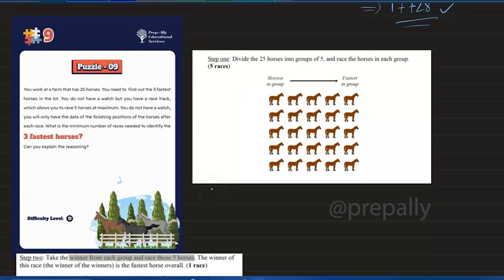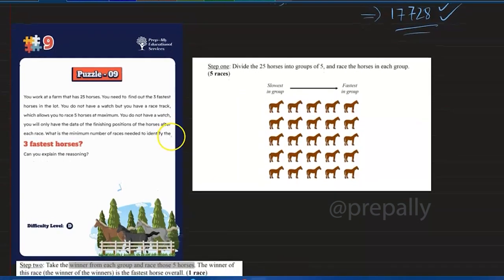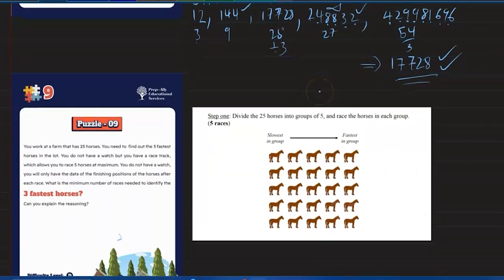Data we have is the finishing positions of the horses after each race. Let's understand the question. It says we don't have a watch, we don't have any way of measuring the time. So all we know is maybe horse A finished first, horse B finished second, horse C finished third, horse D finished fourth, and so on.